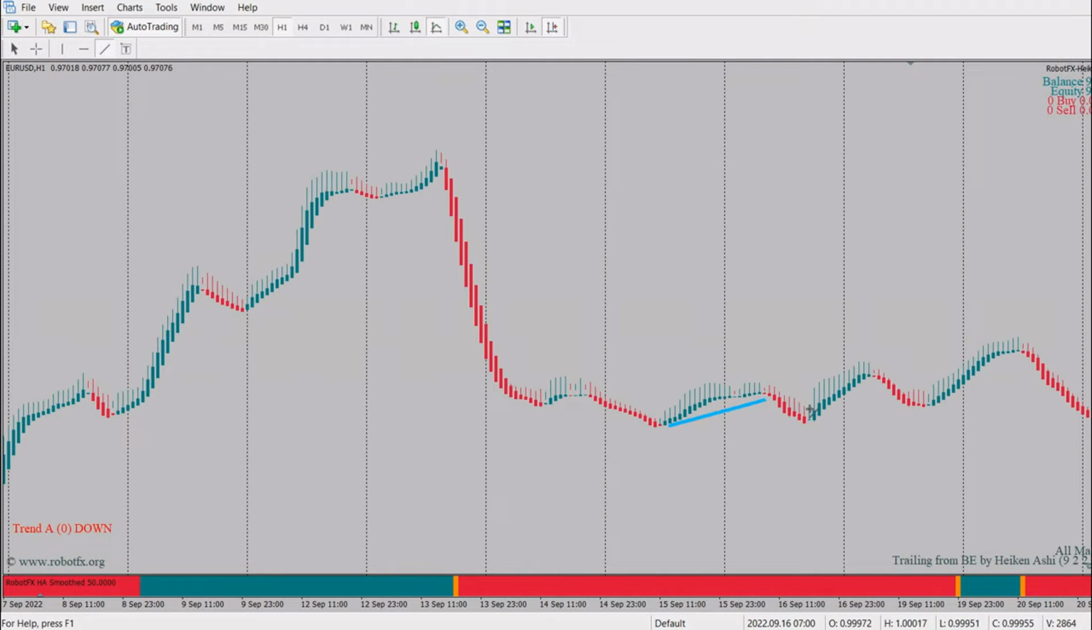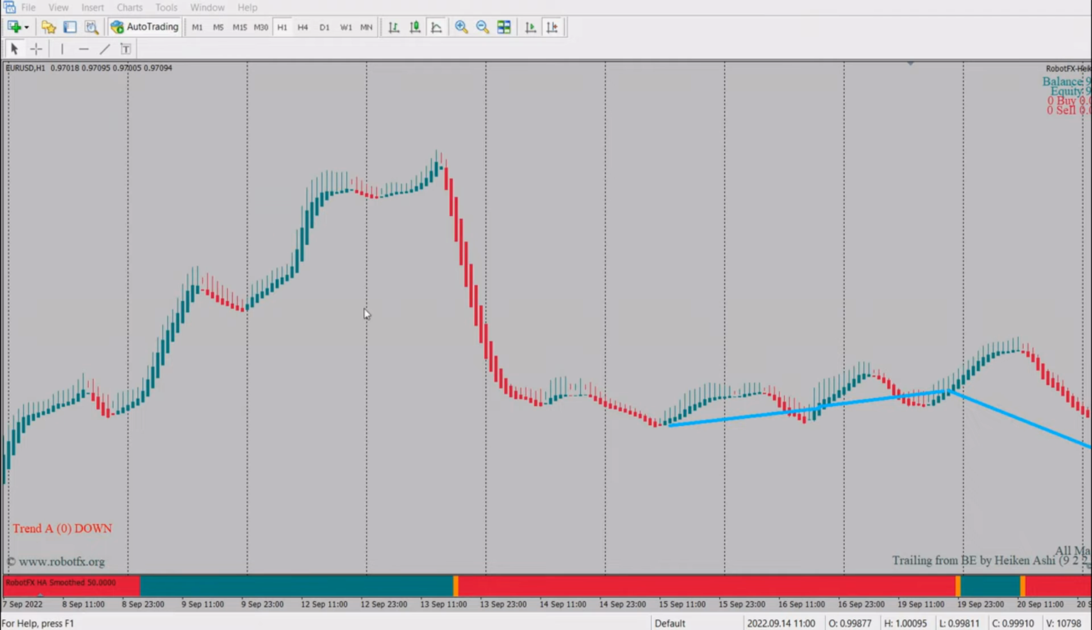Or here, the same thing. So it will look like a chain. As soon as it closes the trade, it will open the next one. Open, close, it will be like continuous trading.